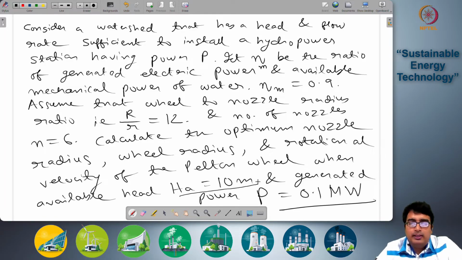Okay, so let us look at what the main inputs are. The power, that is electrical power, that is being generated is 0.1 megawatt. The available head of water is 10 meters. Remember, this is available head, so frictional head has been taken into account already. The number of nozzles N is 6. The ratio of the Pelton wheel radius and the nozzle radius is 12. And the mechanical efficiency is 0.9. And we have to find the actual values of the optimum nozzle radius, optimum wheel radius, and the rotational velocity omega of this Pelton wheel. So let's see how this can be done.